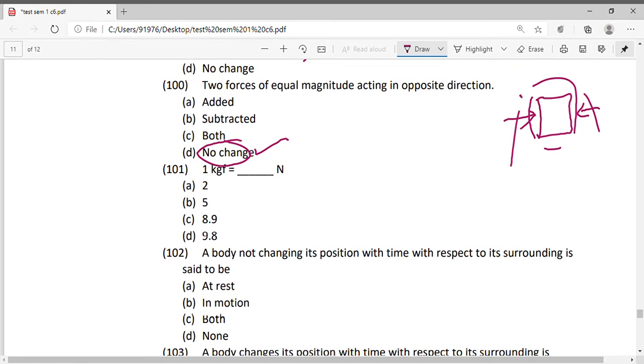Okay, 1 kilogram force is equal to how many Newtons? It is 9.8 newtons. This is the force with which Earth pulls all the objects. So remember this, 1 kgf is equal to 9.8 Newton.